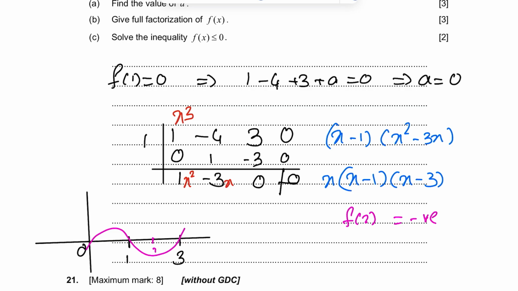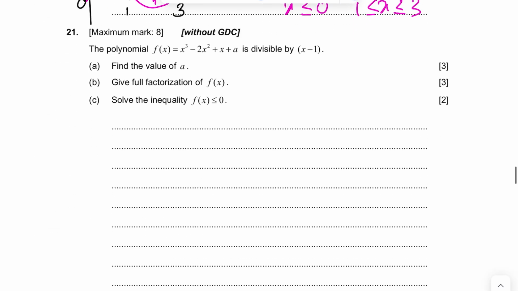Now he's asking it is less than or equal to 0. When it is less than or equal to 0, x is less than or equal to 0 or x lies between 1 and 3. This is going to be the answer. Question number 21. The polynomial is divisible by x minus 1. Find the value of a.